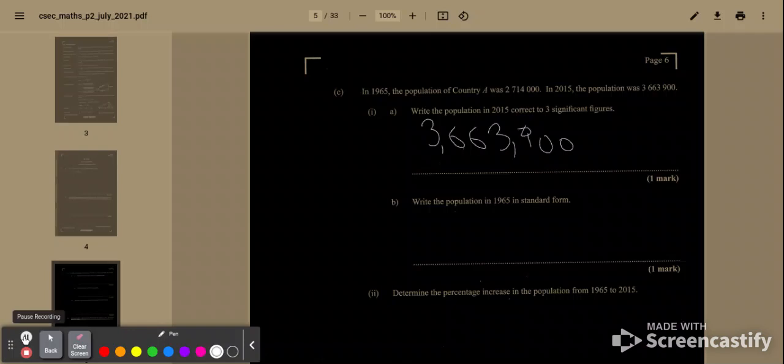All right, so we know a significant figure, right? The first significant figure would be 3, the second one would be 6, the third one would be 6. So we'd stop here, right?